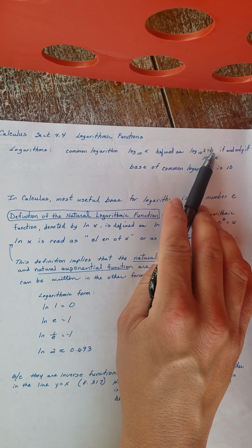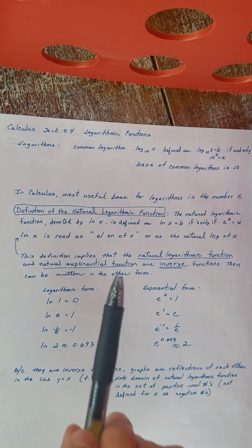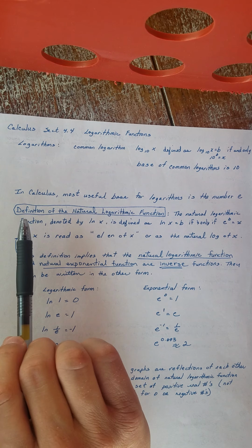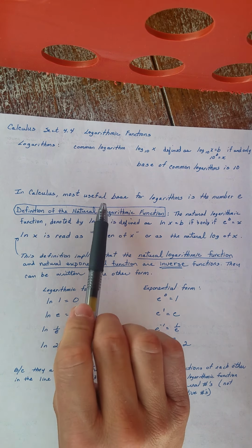What that means is that 10 to the b power is equivalent to x. We already kind of have described that. Base of common logarithms is 10. So the most common thing that we encounter here is a 10. However, we talked about last week that in calculus, the most useful base for exponents is e. Therefore, the most useful base for logarithms is also e.